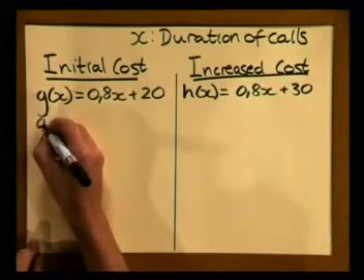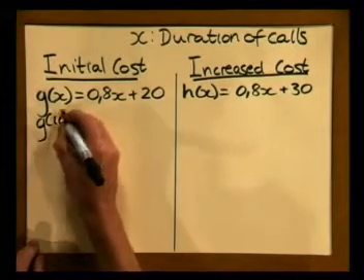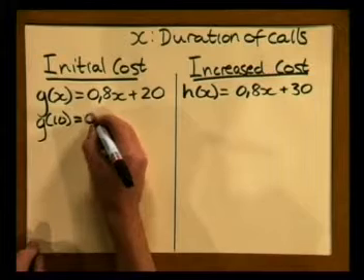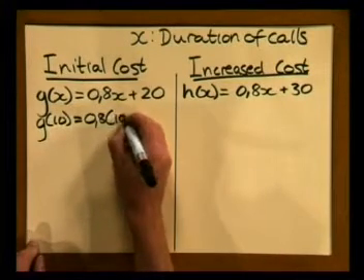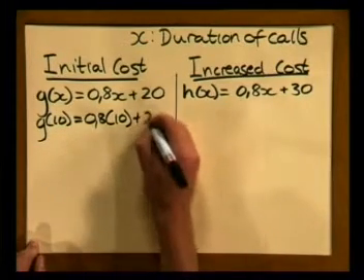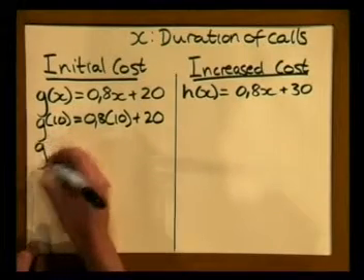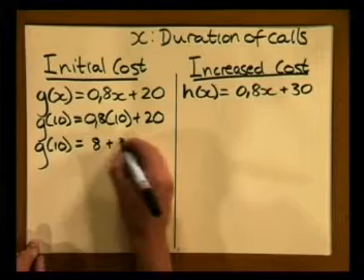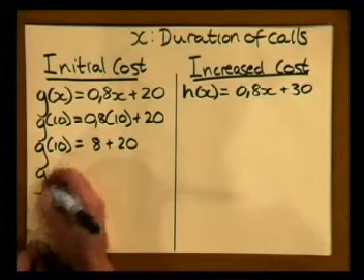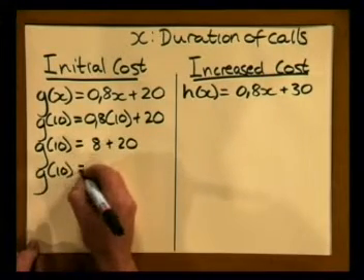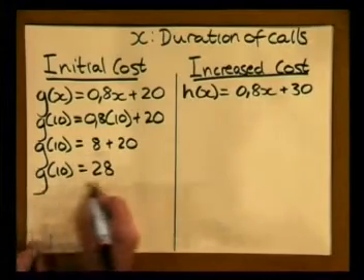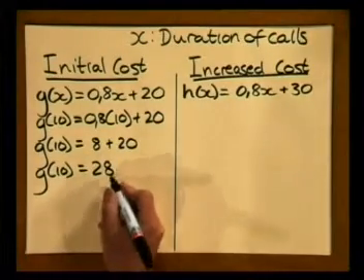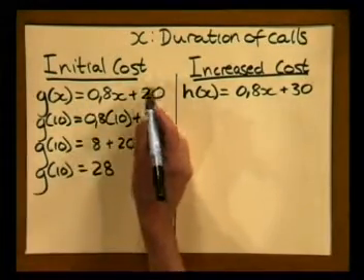So when x is equal to 10, we have that g of 10 is equal to 0,8 multiplied by 10 plus 20. So therefore, g of 10 is equal to 8 plus 20. So finally, we have that g of 10 is equal to 28 Rand. In other words, a total cost of 28 Rand. That's for the initial cost where the line rental is 20 Rand.